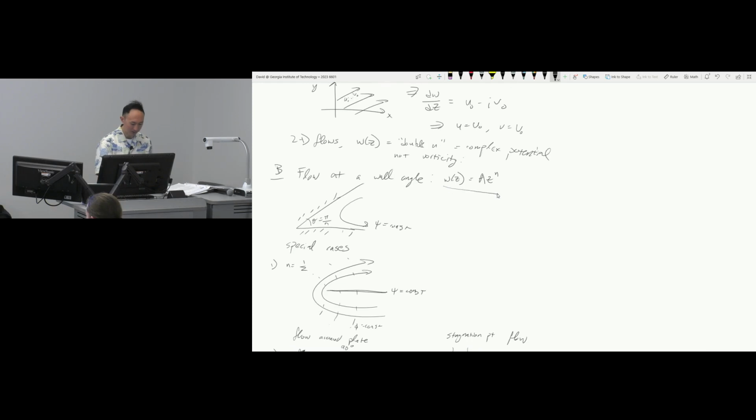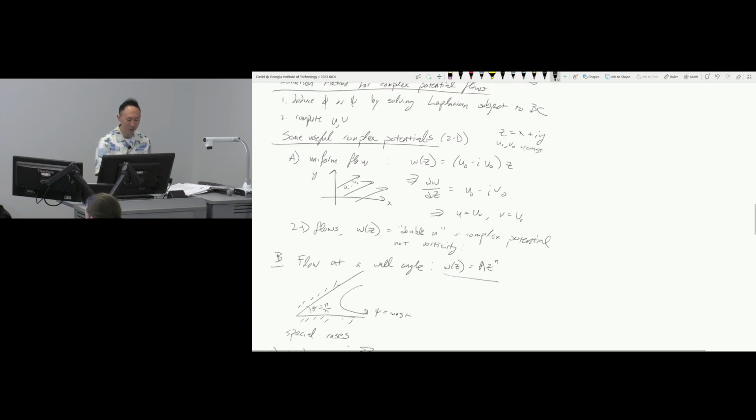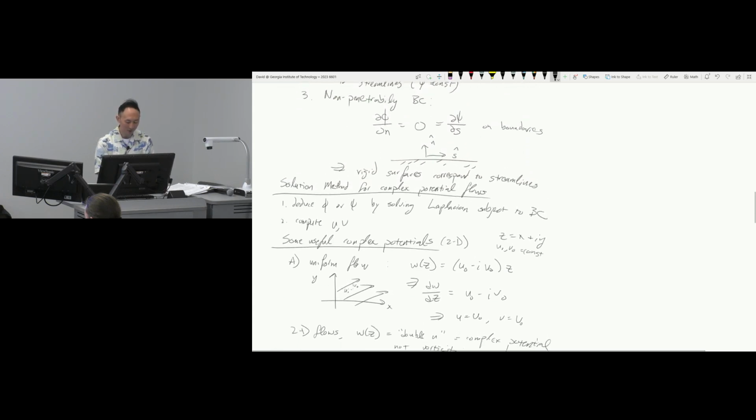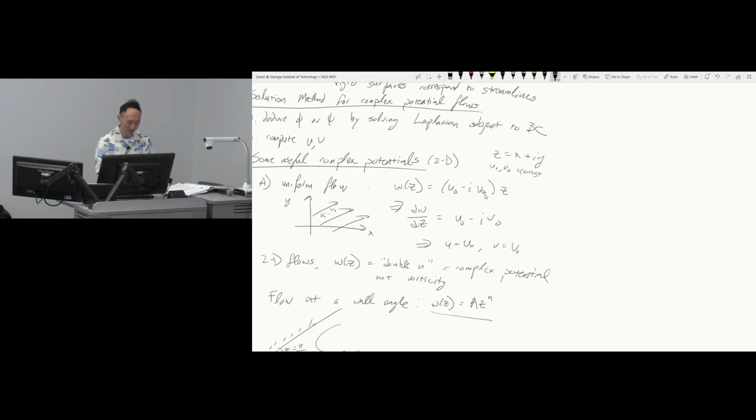We talked about this last time, where the simplest possible solution for this complex potential is a linear function, right? Just something that's proportional to z. z is the complex variable, and this thing is a prefactor. So this is the simplest possible solution, but it also gives you information on what the potential and streamlines look like.